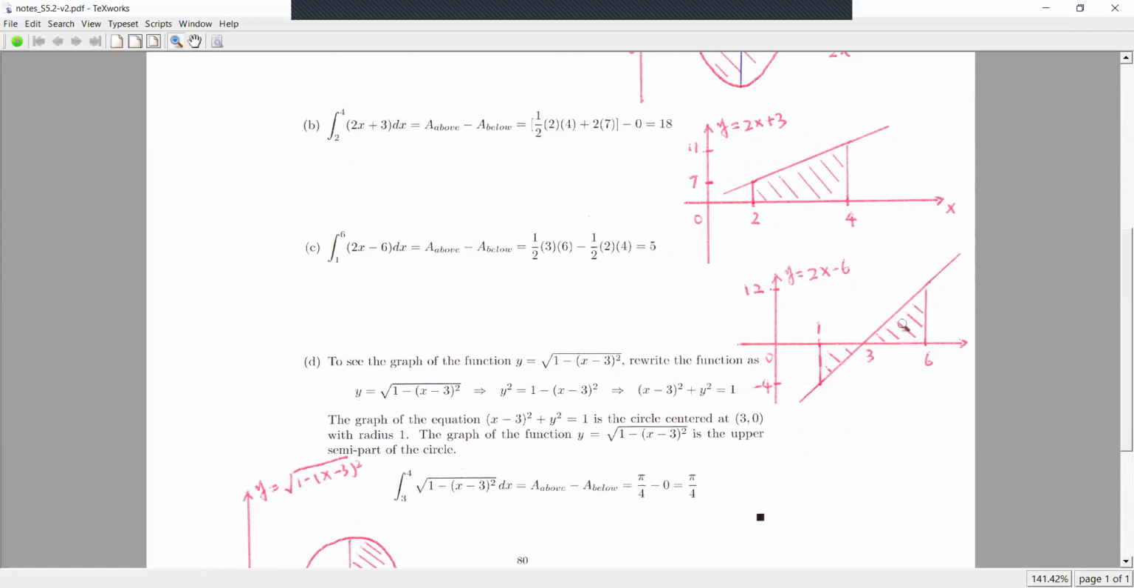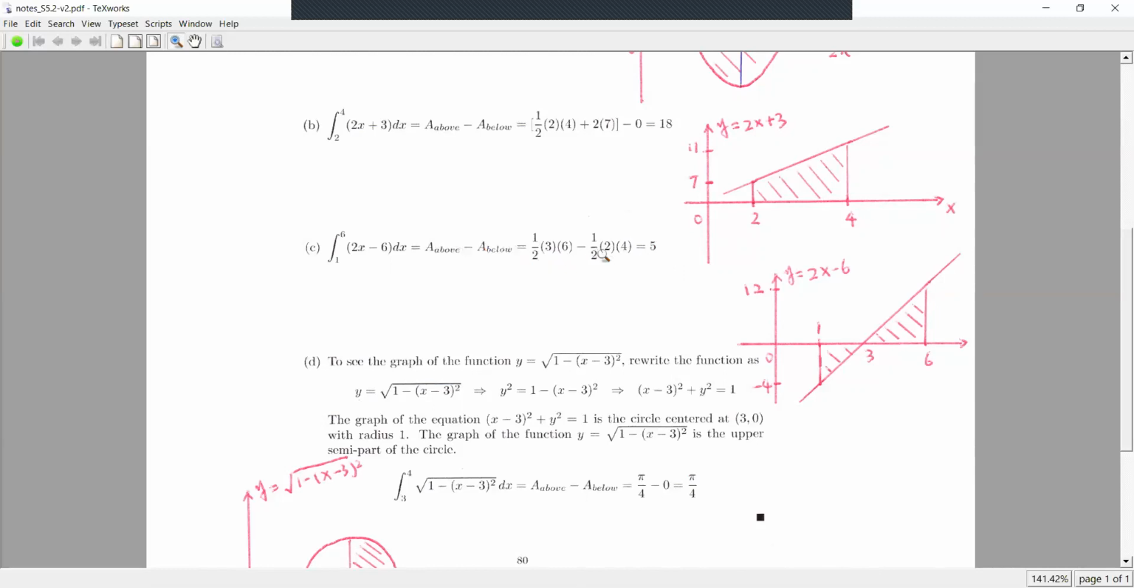About this region, the total area above the x-axis is this triangle. The area of the triangle is 1/2 times base, the base is 3, times height. The height is 6. So this is the area above the x-axis.